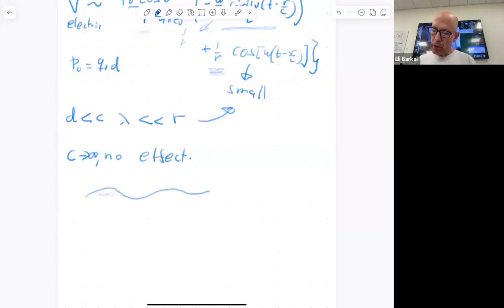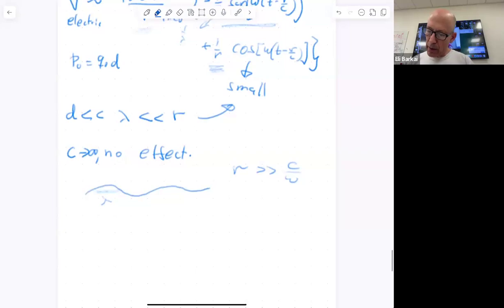And this is, of course, this lambda, as usual, the usual definition. So what I mean is, of course, that R is much, much bigger than C over omega. Now, if that is small, then V(R, theta, T), this is just a way of writing.